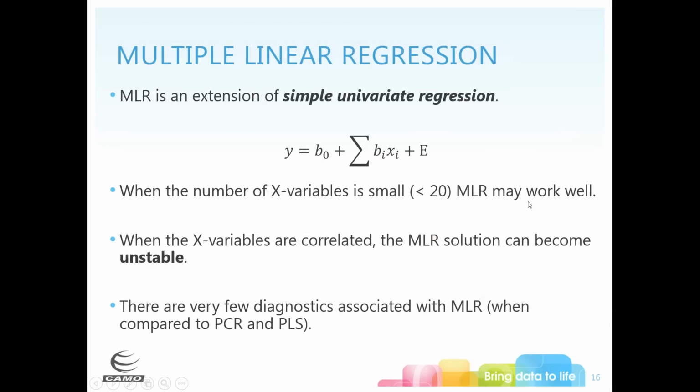Now this holds true in a multivariate space. Multiple linear regression is just a sum of univariate regressions. So you have multiple x variables, and so you'll still have your y-intercept, and you'll have a slope connected with each individual value that you are looking at, and then your error. The problem with this is when your x variables are correlated to each other, it can become unstable. And also this only works when you have a small number of variables, which is not the case, especially in spectroscopy situations.